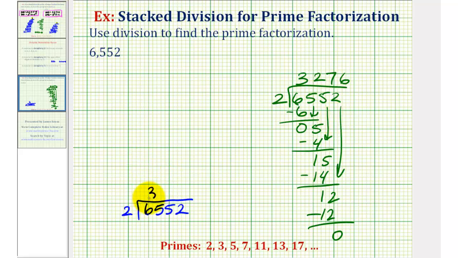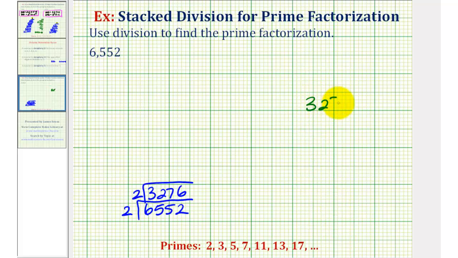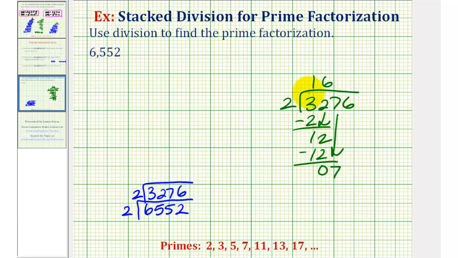So now we have 3,276. Notice how the result is still even, which means we can divide by 2 again. Again, let's go ahead and show the work on the side. Now we have 3,276 divided by 2. There's 1, 2, and 3. Bring down the 2. There are 6 2's in 12. There are 3 2's in 7. 3 times 2 is 6. There are 8 2's in 16. 8 times 2 is 16. Remainder is 0.